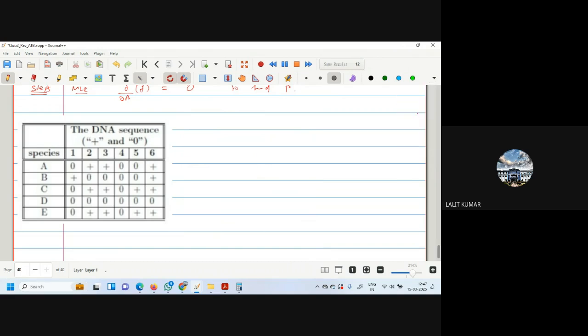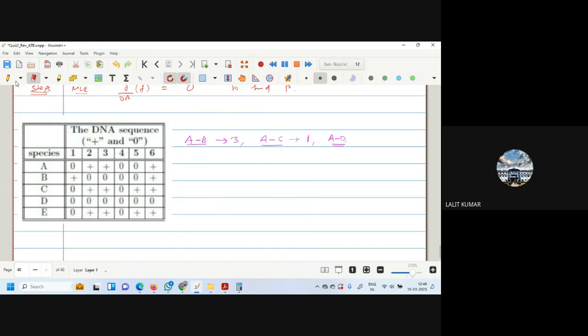So see, we will find the distance matrix. A to B, how to check? 1, 2, 3. So this is 3. A to C: 0, 0, 0, 0, 1. Only 1. Sir, how are we counting this A to B as 3? A to B, these are not matching, this is not matching, this is not matching. This is matching, this is matching, this is matching. Okay.